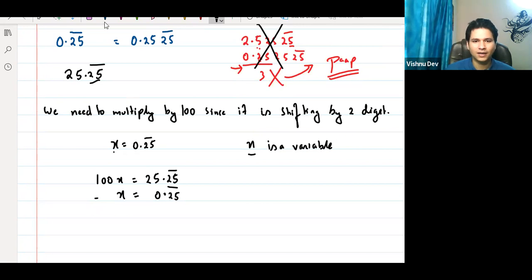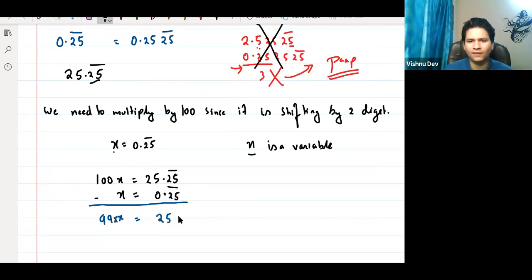Correct. Now tell me what would be the answer? 100 apple minus 1 apple. It will be what? Right? I'll always give an example of food and fruits. 99. Very good. So it is 99 apple. 99 into x. And 25.25 bar minus 0.25 bar will become what? Very good, Shreya. Correct. 25.00. So 25.0 is 25.